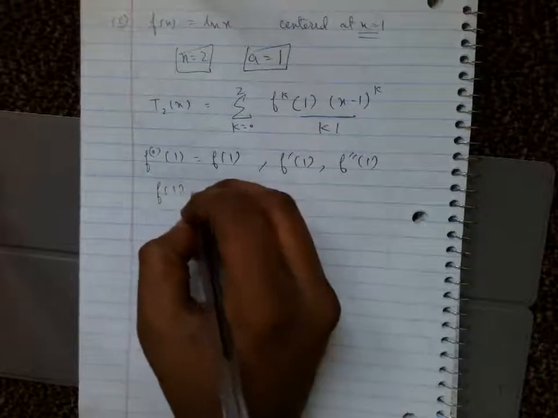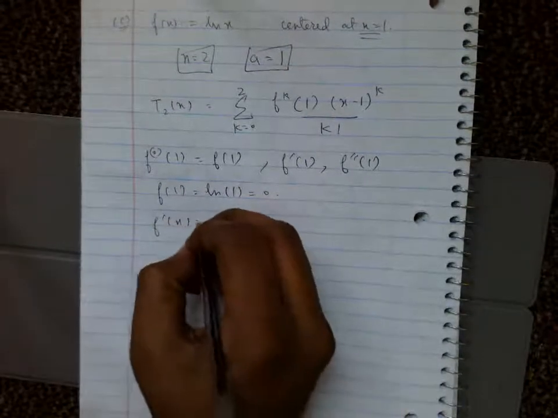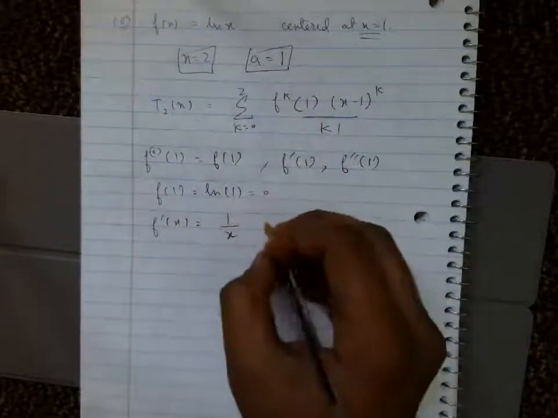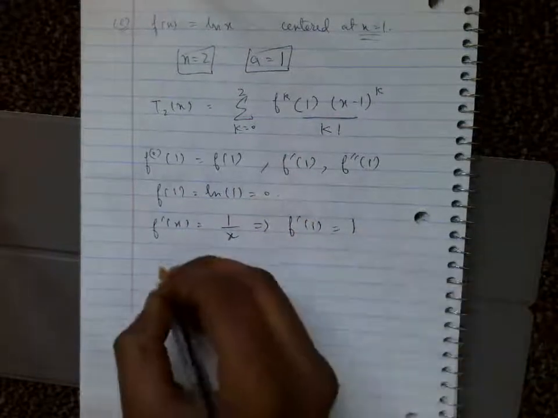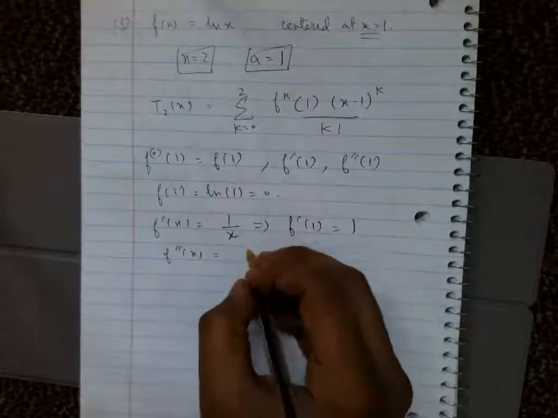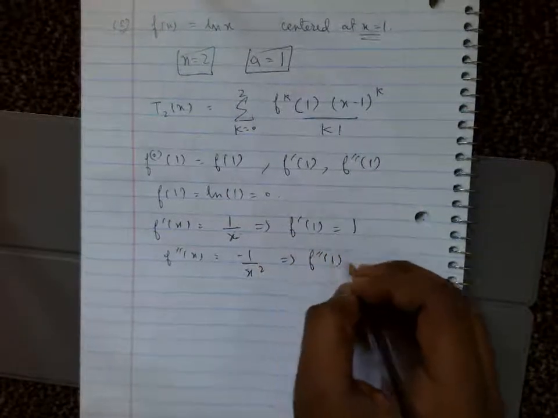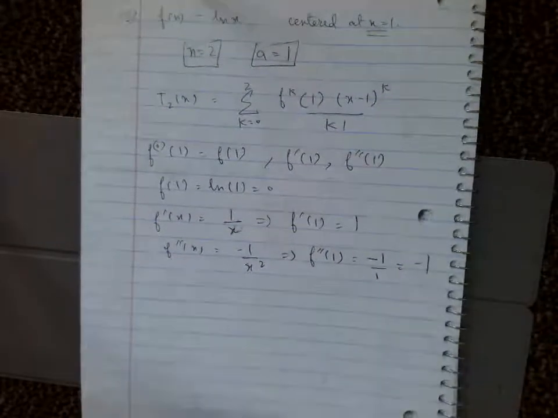So f of 1 is log of 1, which is 0. f prime of x is 1 by x. The derivative of log x is 1 by x, which means that f prime of 1 is just 1. And f double prime of x is the derivative of f prime of x, which is minus 1 by x squared. So that means f double prime of 1 is minus 1 by 1, which is just minus 1.